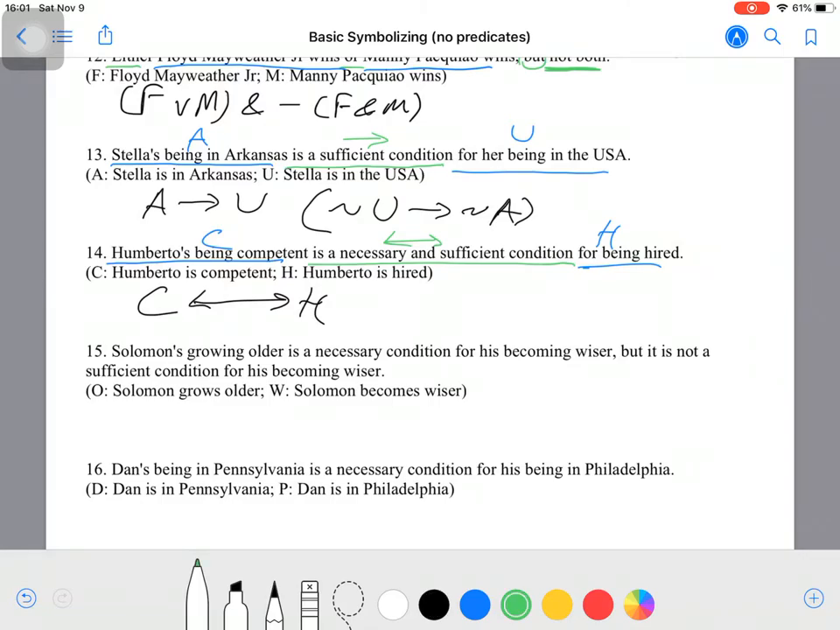Going on to 15, we have Solomon's growing older is a necessary condition for his becoming wiser, but it is not a sufficient condition. So we have not and then sufficient condition for his becoming wiser. So the best way to approach this one is to see it as two independent claims. So let's start with the first. Solomon's growing older, O, is a necessary condition for his becoming wiser, W. So we know that if Solomon is becoming wiser, then it must be the case that he's also been growing older. However, O is not a sufficient condition. It's not enough for his becoming wiser.